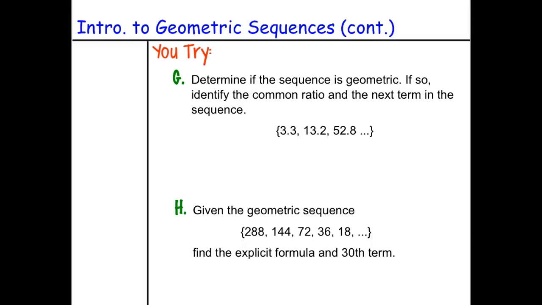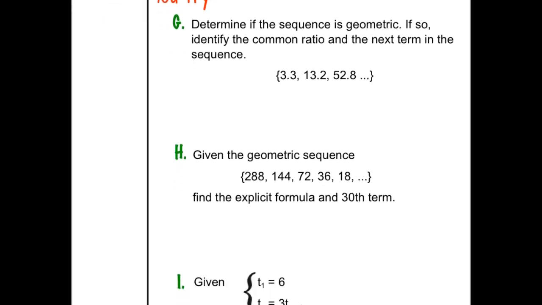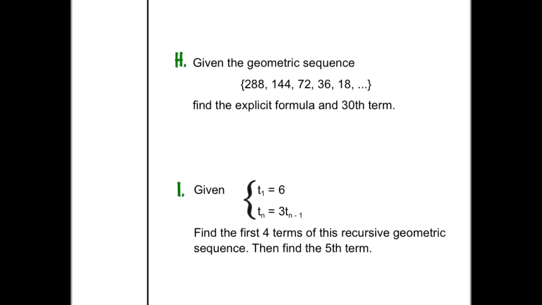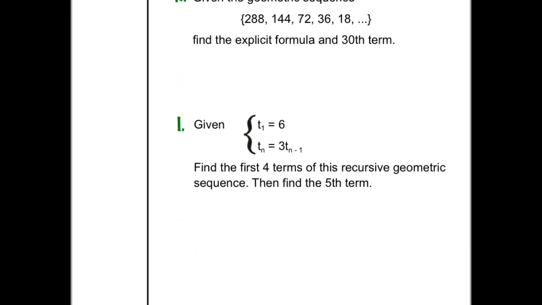What I need you to do now is try some of these U-try problems. The first one, determine if the sequence is geometric, and if so, identify the common ratio. Then the second one, I give you the geometric sequence. I want you to find the explicit formula, and then find the 30th term. And then the final one, here is the recursive formula with term 1 equal to 6 and term sub n equal to 3 times the previous term. Find the first 4 terms of the sequence, and then find the 5th. So basically find the first 5 terms.